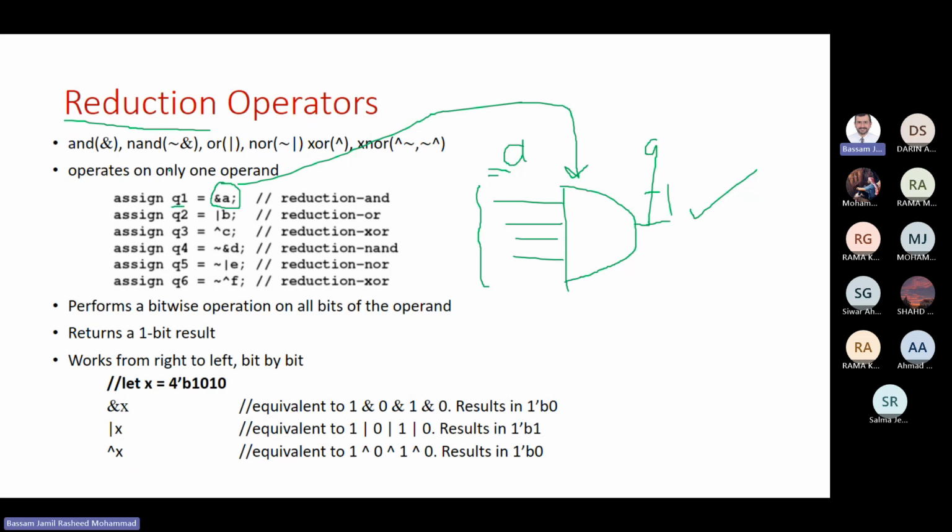Similarly, you can do it for the ORing. This notation is an XOR. This is a NAND, a NOR, and an XNOR.